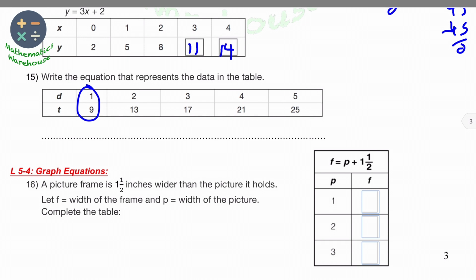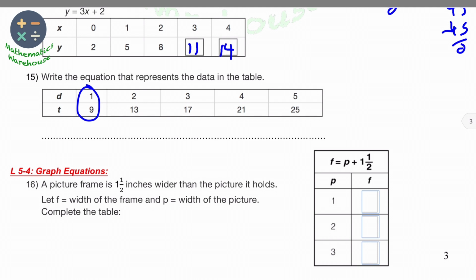Let us try this with 3. 3 times 2 is 6. 6 plus 9 is 15, not 17. So it doesn't work. So let us multiply 2 by 3. 2 times 3 equals 6. Plus what equals 13? Plus 7. So multiply by 3, then add 7. Multiply 3 times 3 equals 9. And 9 plus 7 equals 16. It's not 17. So it doesn't work.